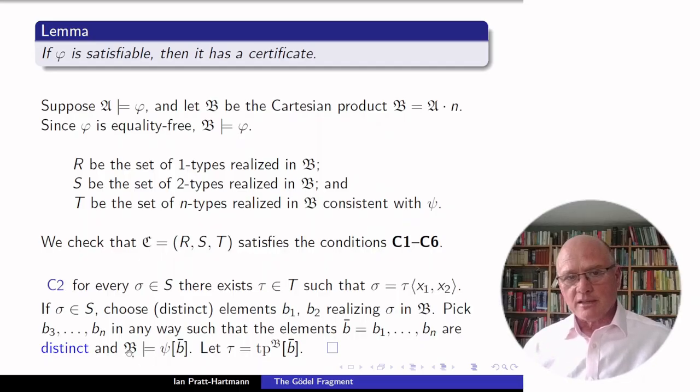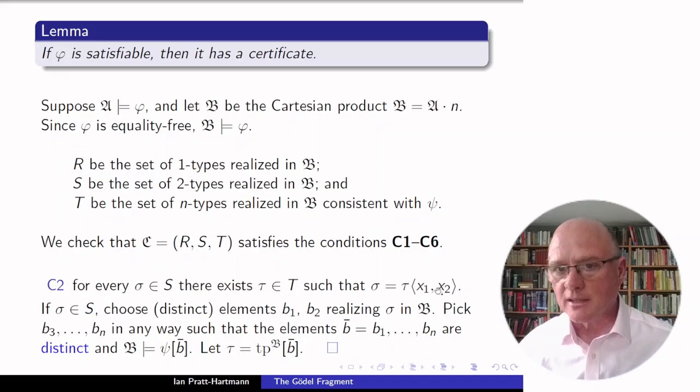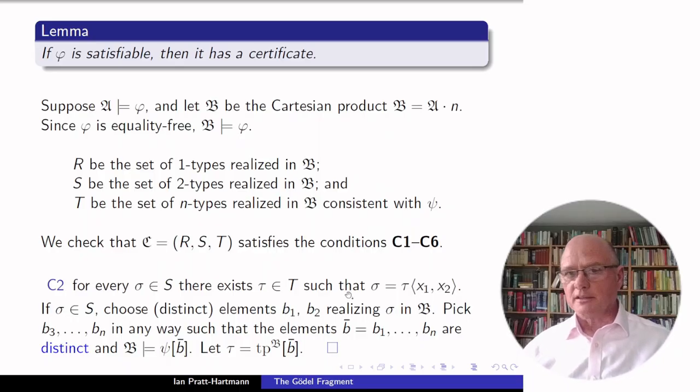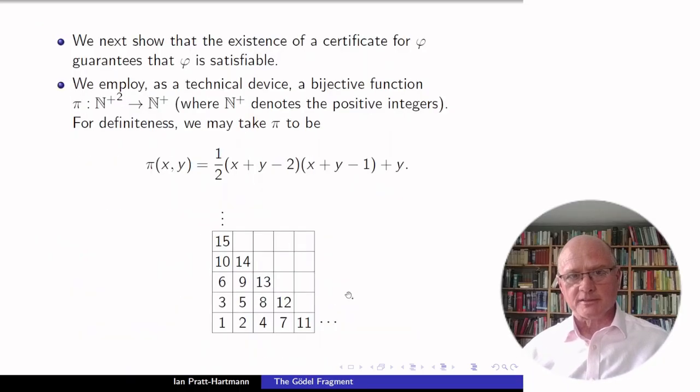And of course we know that B satisfies psi, so let Tor be the n-type of B bar. What is T? T is the set of n-types realised in B consistent with psi. That will include B bar. So condition C2 holds. For every 2-type sigma in S, there exists an n-type Tor in T such that sigma is given by the behaviour of the first 2 elements of Tor. And the other conditions are similar. So those are the conditions.